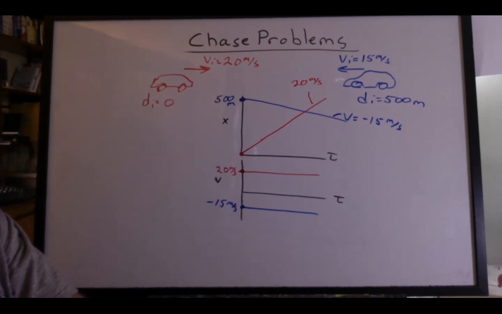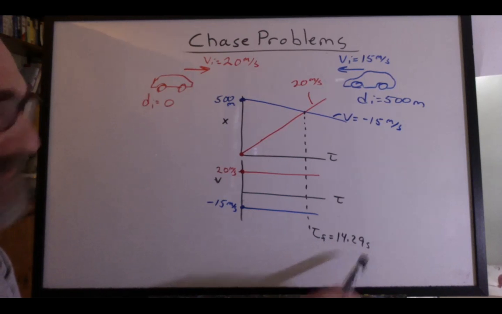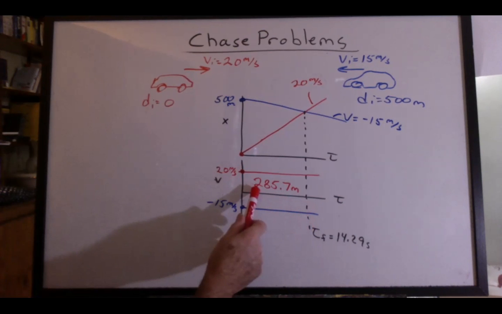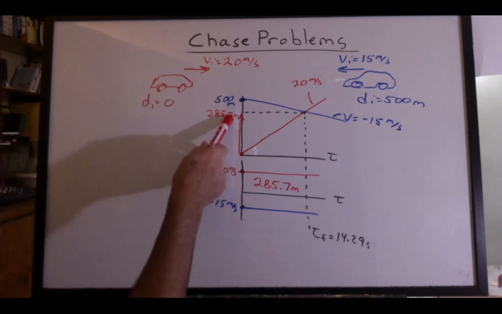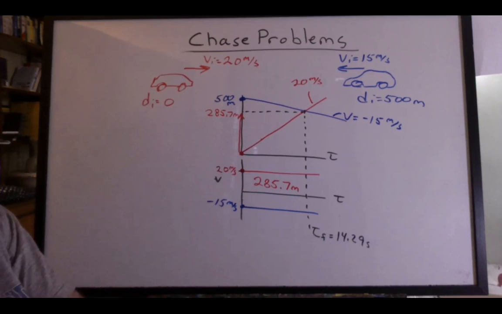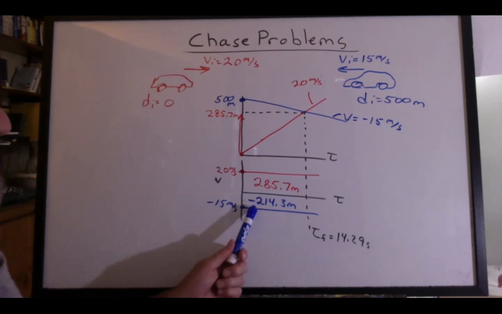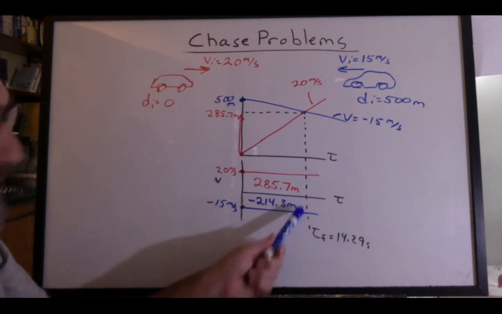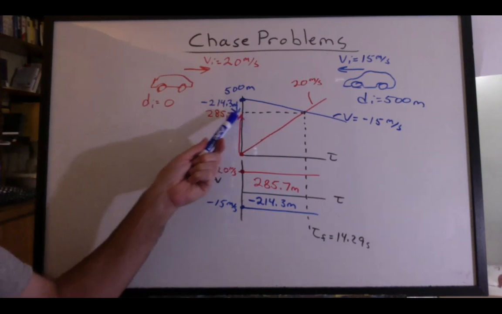Now, what about those distances traveled according to these velocity graphs? We found the time before to be 14.29 seconds. If we take that time and multiply by that velocity of 20, we get 285.7 meters. That's how far the red car has traveled to the collision. Take the same time, multiply by negative 15, and you get 214.3 meters, but that's negative. This means backwards. And that's how far the blue car has gone backwards to the collision.